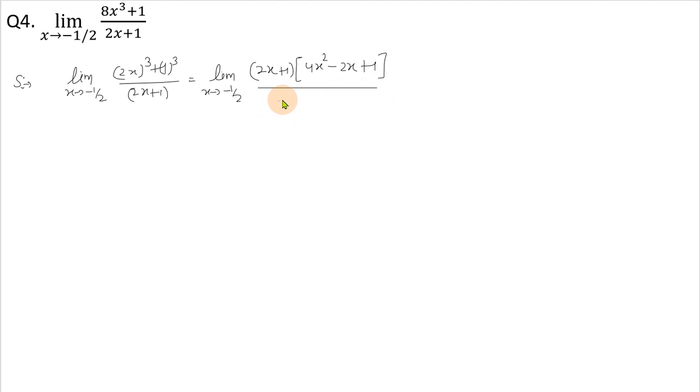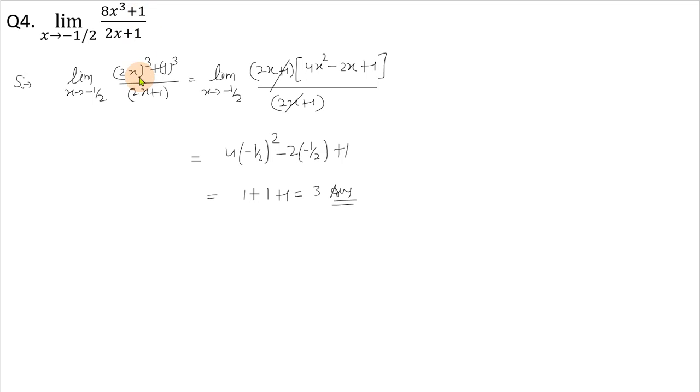In the denominator we have 2x plus 1. So this factor goes off. Now we can directly apply the limits. This is 4 into minus 1 by 2 whole square minus 2 into minus 1 by 2 plus 1. So here we get 1, and this is plus 1 plus 1. So this is the answer. We get 3. So the question is again very simple.